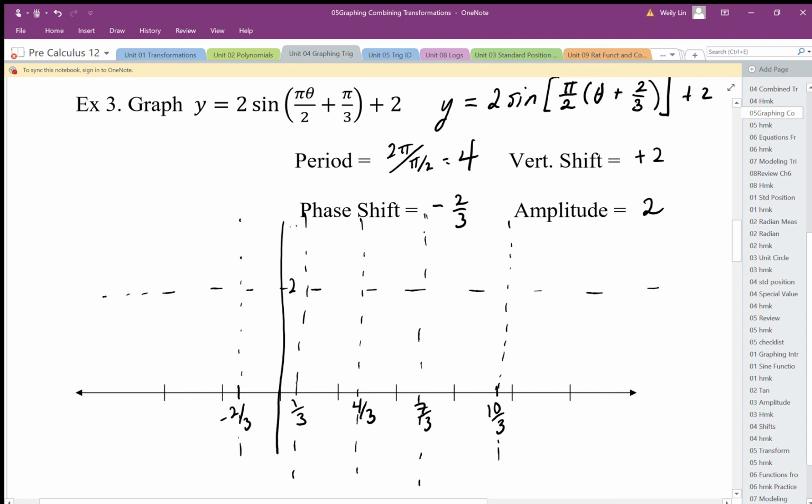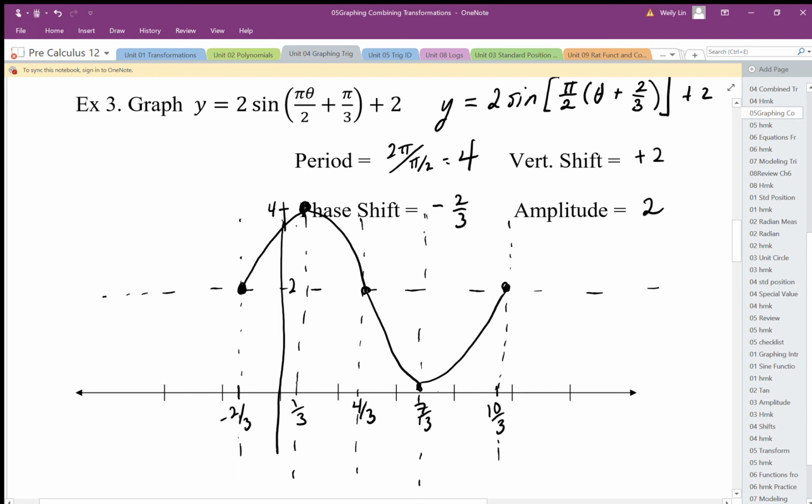Okay, so it's going to be +2. I'm going to go up to +4 and down to 0. So there it is. I've framed my graph here. It's a sine graph, so I'm going to start in the middle. Okay, it goes left to right, and it's going in the right direction, up. So I'm going to go up to there, down to the middle, down to the bottom, back to the middle.